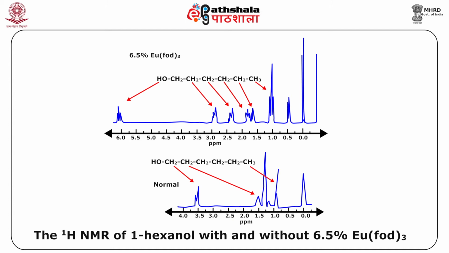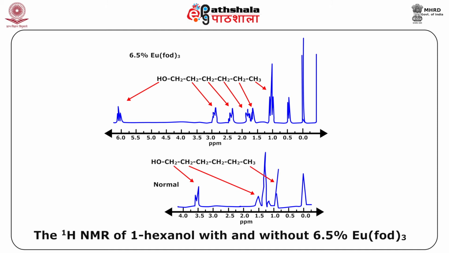Now the remaining methylene protons come as a broad and unresolved peak between 1.2 to 1.8 ppm of delta value. On adding the shift reagent, the signals due to the methylene protons which are closer to the hydroxyl group are shifted downfield, that is towards the left hand side of the NMR spectrum, resulting in clearly observable signals.